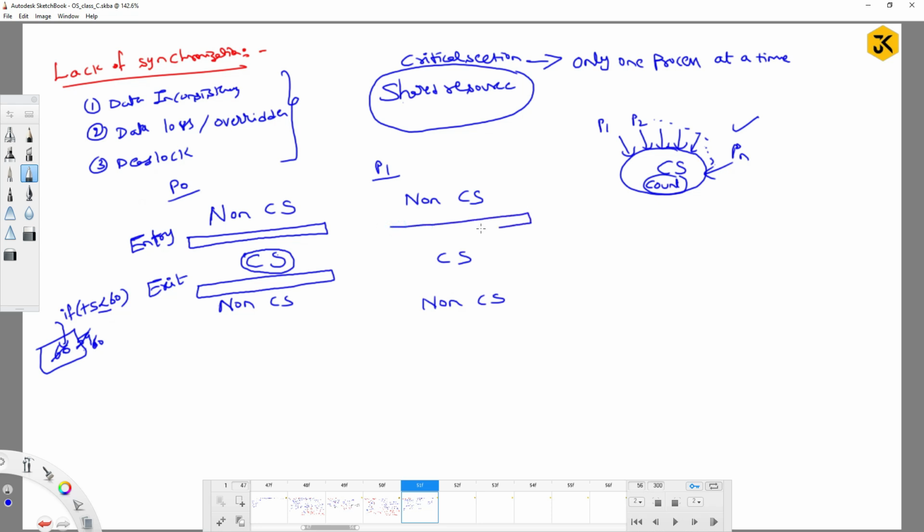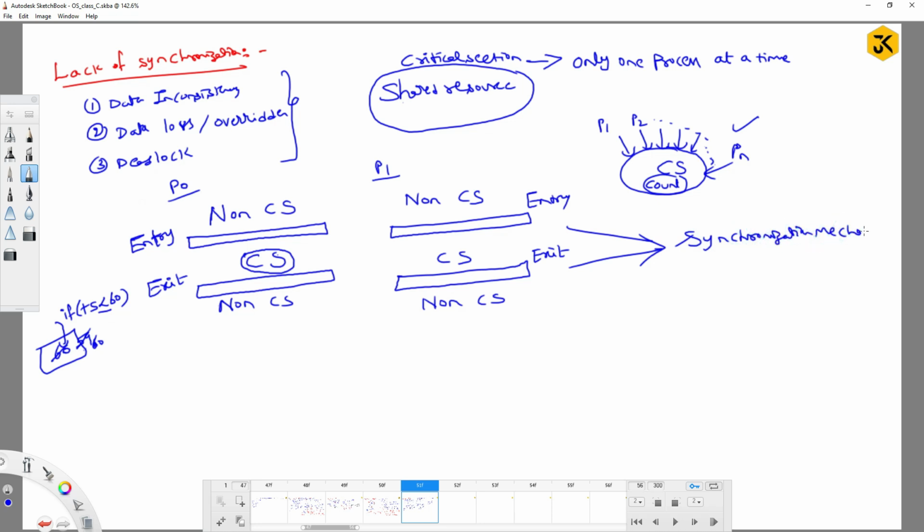By observing this, for every critical section there will definitely be one entry block and one exit block. If a critical section in a process has one entry block and one exit block, then you are applying a synchronization mechanism. The way you apply these entry and exit sections gives different kinds of synchronization algorithms, and each synchronization algorithm has its own advantages and disadvantages.